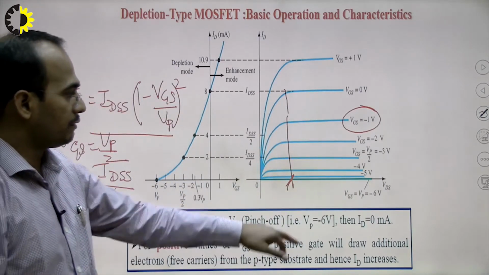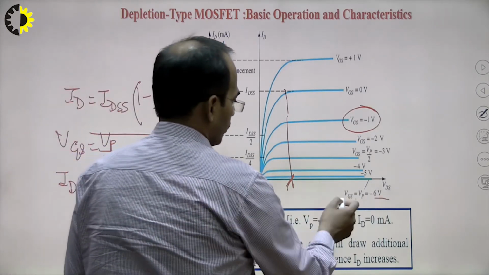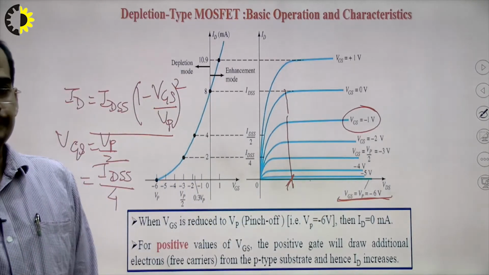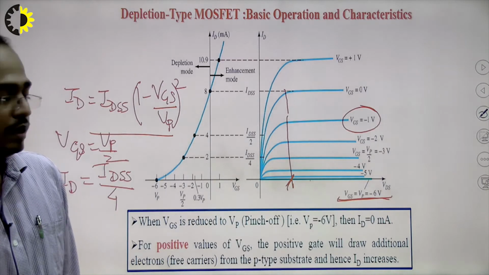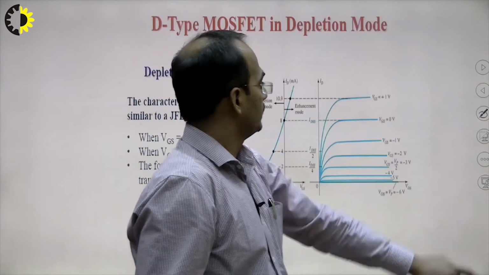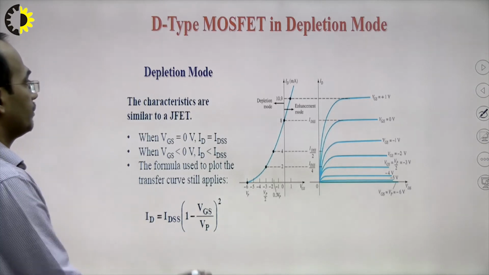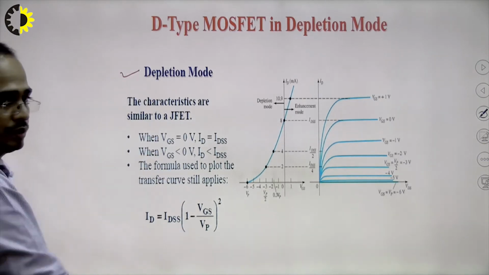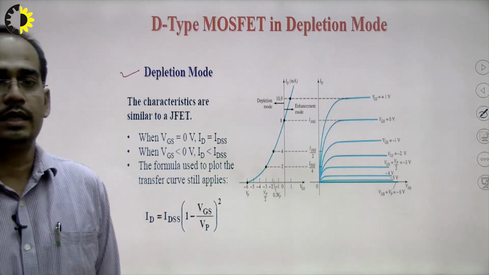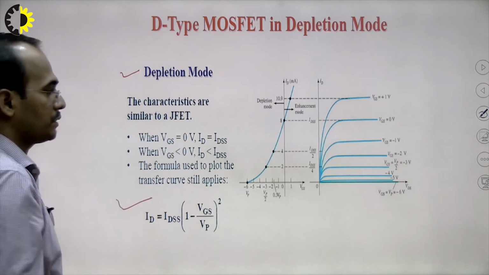The value of VGS at which drain current becomes 0 is known as the pinch off voltage. Suppose VGS is equal to VP is equal to minus 6 volt, drain current becomes 0, so this voltage is known as pinch off voltage. For positive values of VGS, this has again been shown for the depletion mode. VGS is equal to 0, ID is equal to IDSS, and when VGS is less than 0, ID is less than IDSS. For drawing the transfer characteristic, we have used this Shockley equation.